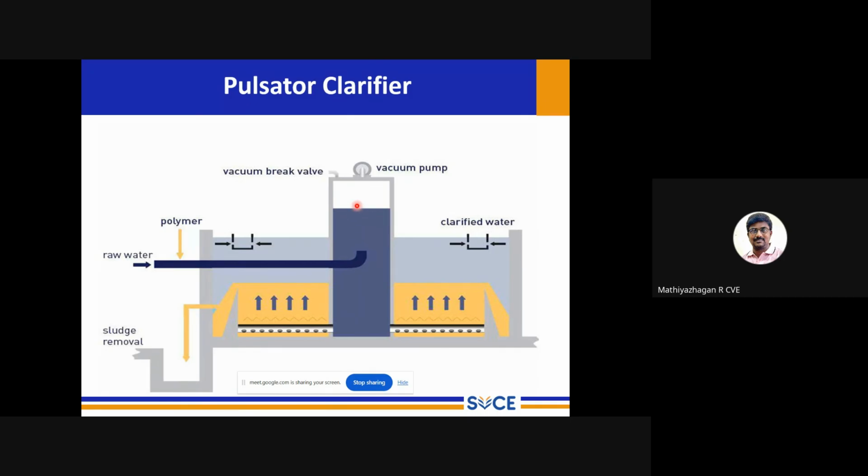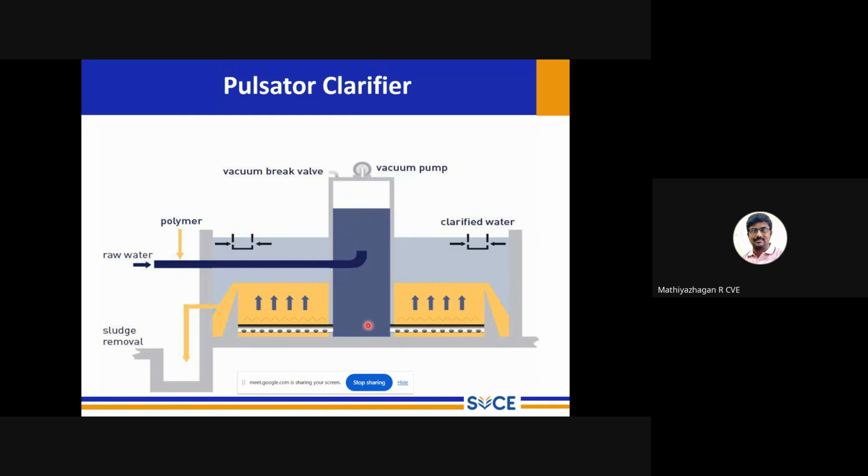Here, the raw water along with the alum is introduced. Using the vacuum pump, we create the vacuum. Because of the vacuum, the water level rises to the top. Once it reaches the top, the vacuum break valve breaks the vacuum. Because of that, the water moves towards the bottom with high speed. During that process, the alum is thoroughly mixed with the raw water. Therefore, the coagulation process happens here.